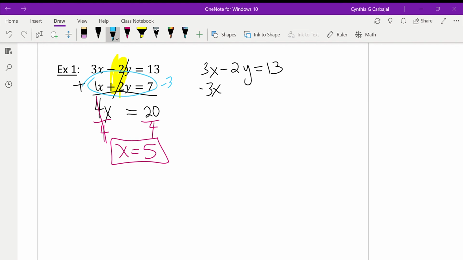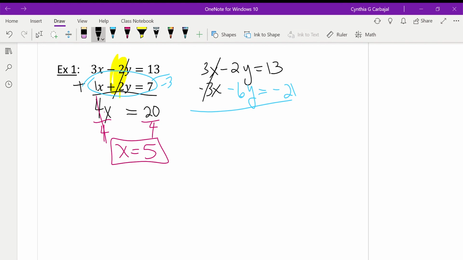So negative 3 times 1 will give me a negative 3x. Negative 3 times positive 2 will give me a negative 6y. And then negative 3 times 7 will give me a negative 21. And then I'm going to add. So let's see what we get. Obviously, these will cancel out. That's right. We did that.